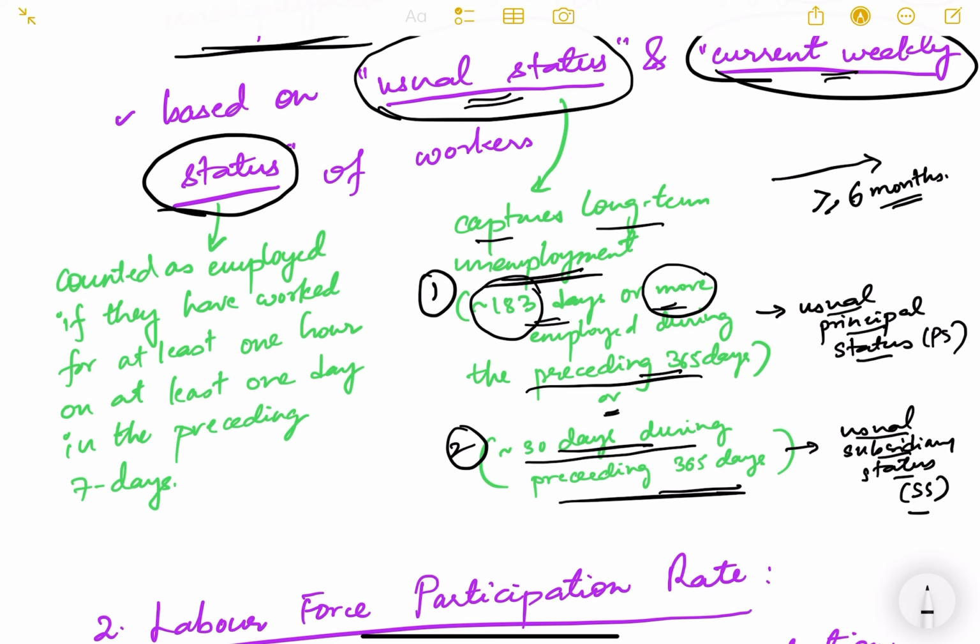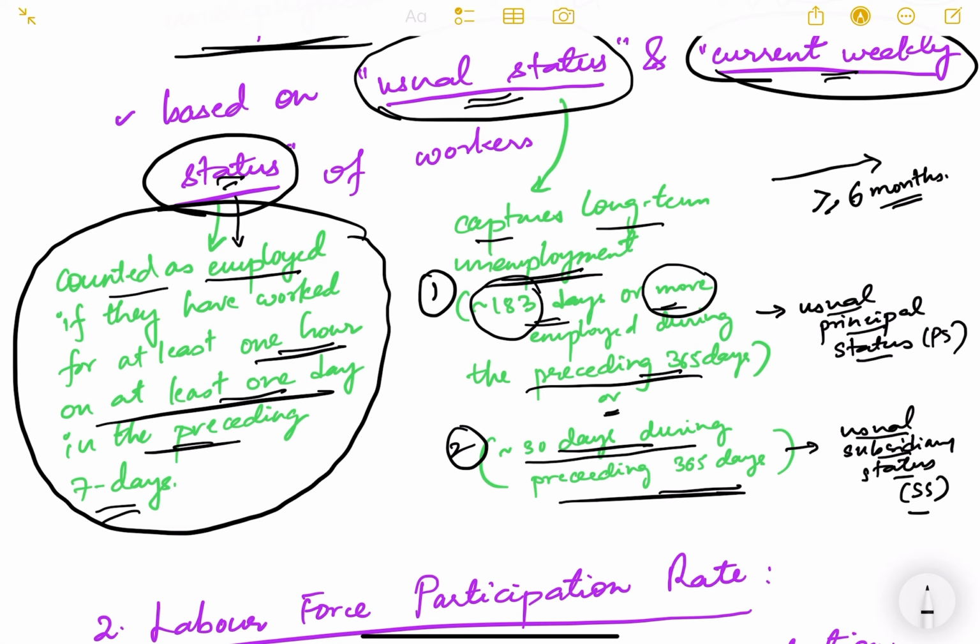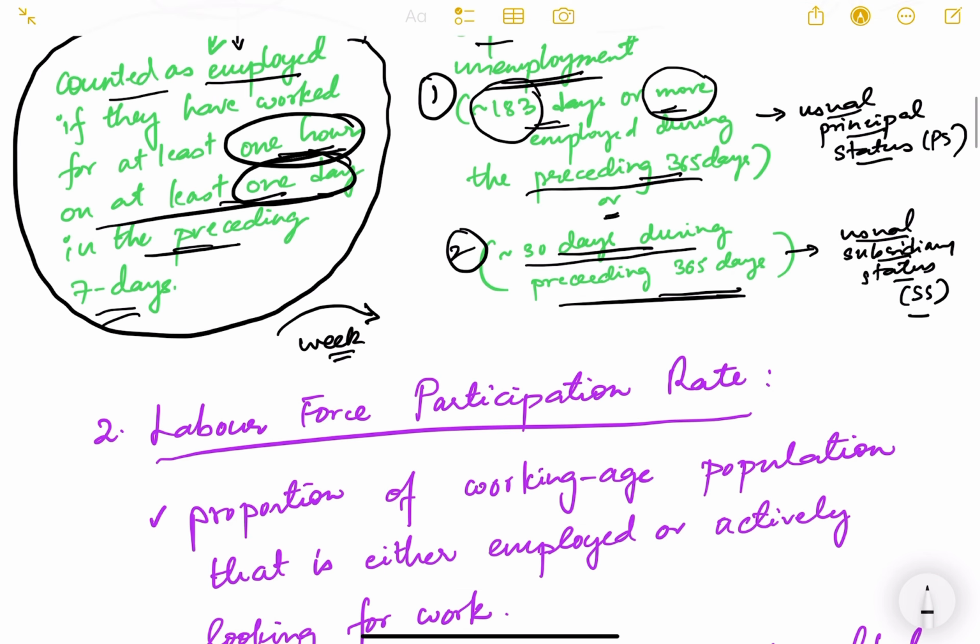The second category is current weekly status. It means that a person is counted as employed if they have worked for at least 1 hour on at least 1 day in the preceding 7 days. So this is more of a current status. Whenever the survey is conducted, for example today, they will ask whether in the previous 7 days, meaning the previous week, you were employed for at least 1 hour on at least 1 day. If that person says yes, that means he is employed under the current weekly status. So these are the different questions asked in the PLFS.